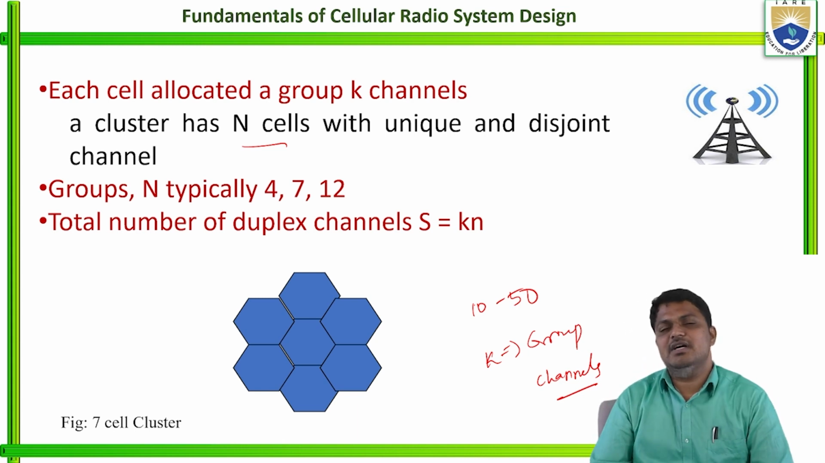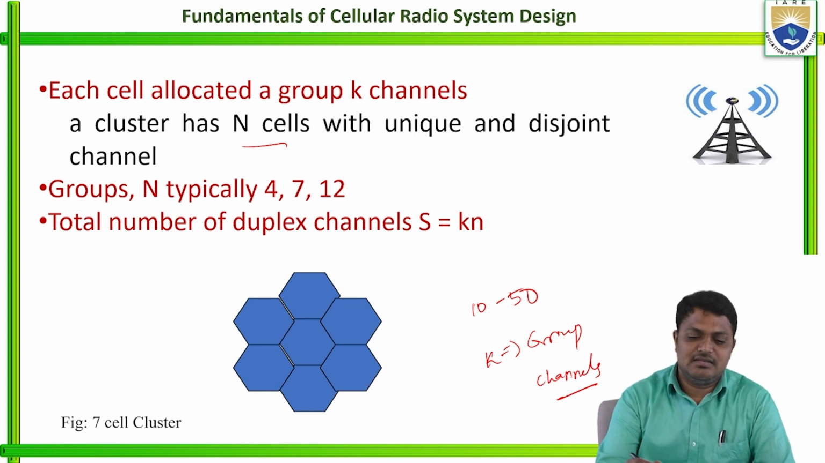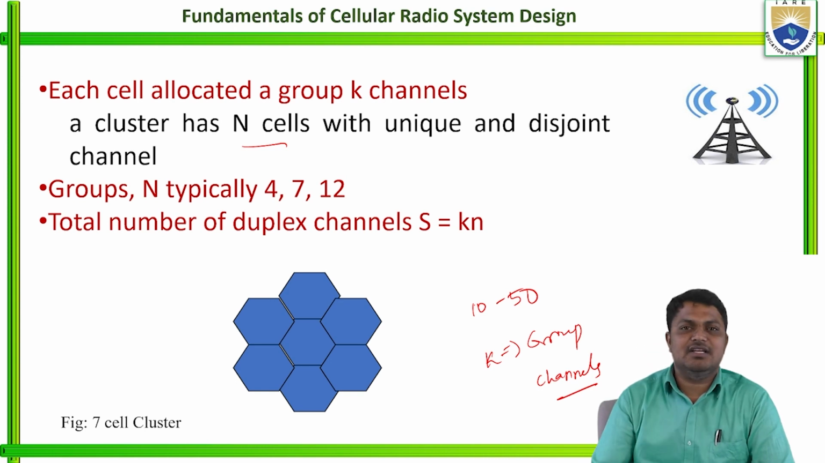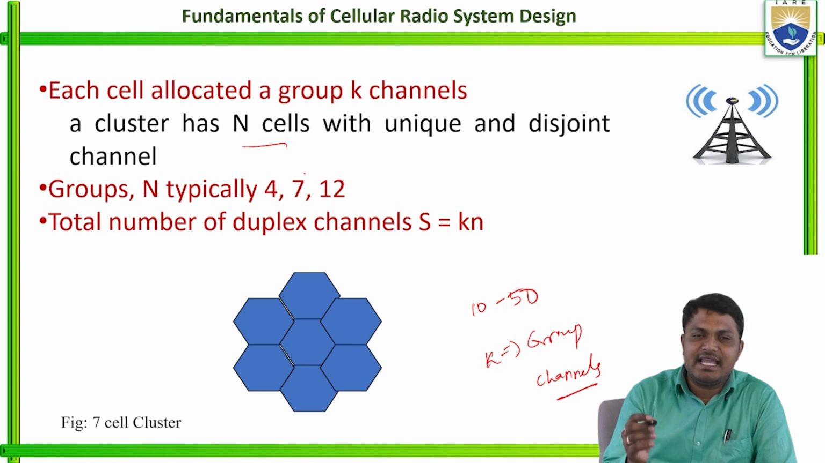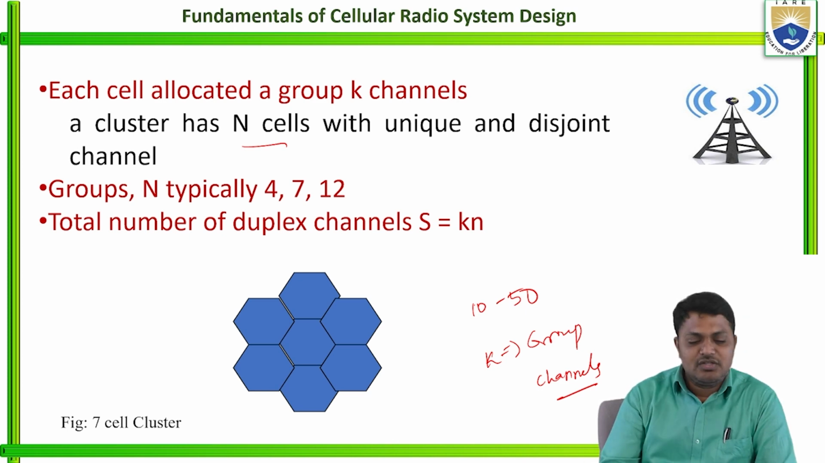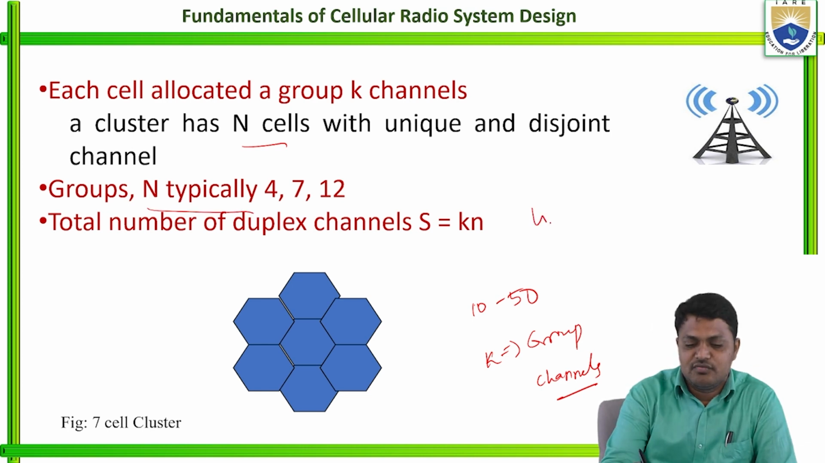A cluster is a group of cells, that is, a group of channels. The group of cells is called a cluster, right? So here the cluster has N cells with unique and disjoint channels. How can we calculate a cluster? The cluster combinations are 4, 7, and 12; these groups of cells are called clusters.